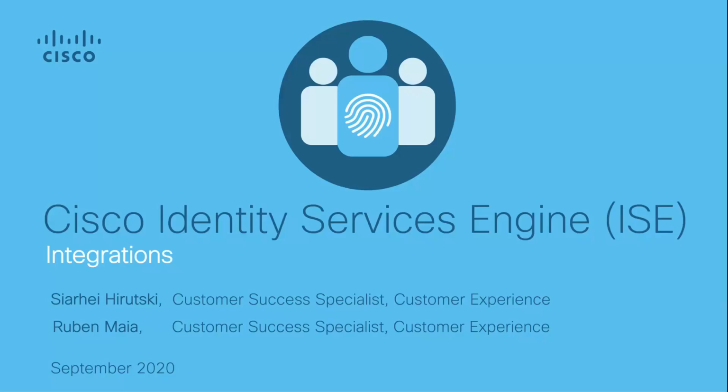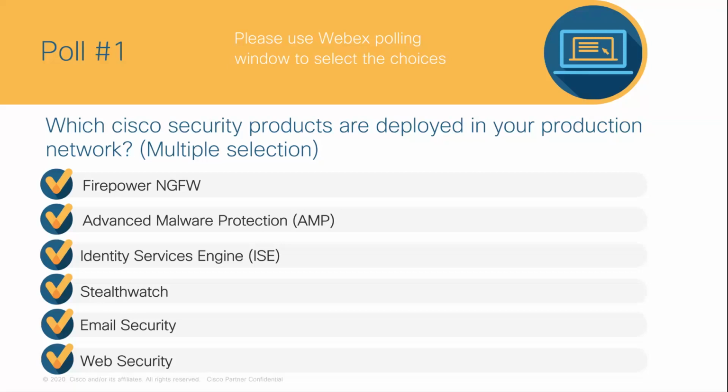Hello, everyone. Welcome to the session. So let's start our webinar with the first poll question. Which security products are deployed in your production network? Please use the pop-up window to select your answer. I hope this window already appeared. That poll question is now open.